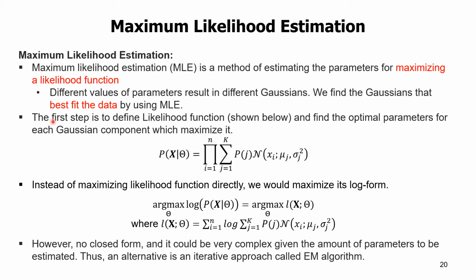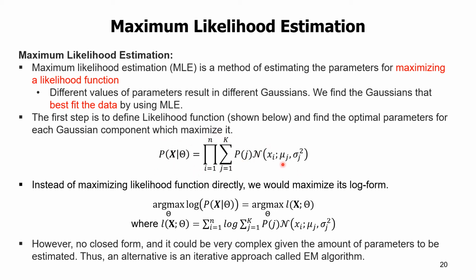Because EM is using MLE, the first step is to define the likelihood function, which is shown here. This is the likelihood function of EM algorithm, and we're going to maximize this. We are looking for parameters which maximize this. That's the actual goal of EM algorithm. And again, the goal is to find the optimal parameters of Gaussian distribution which maximize this.